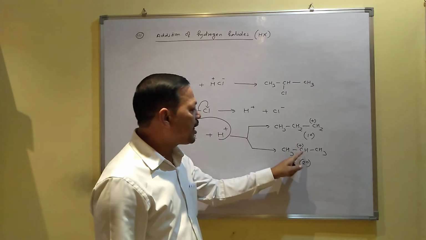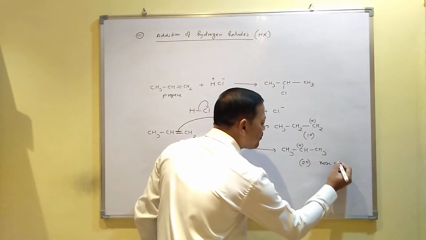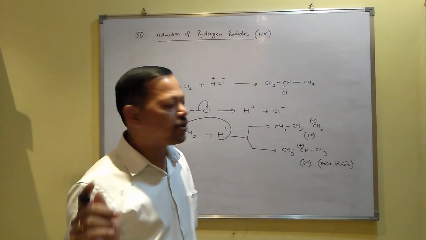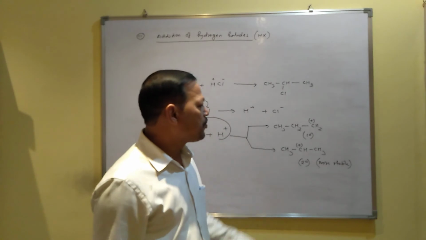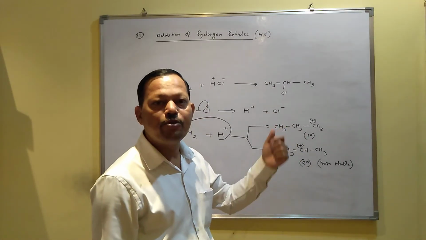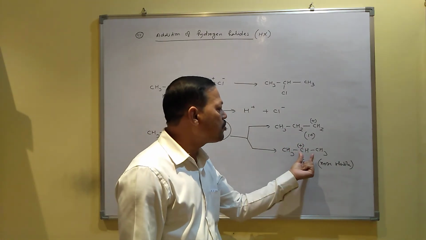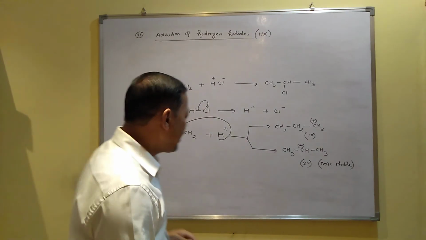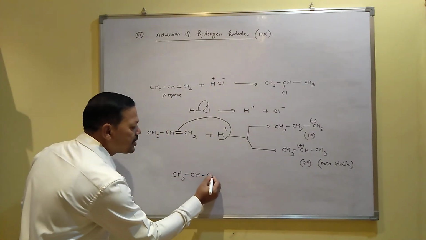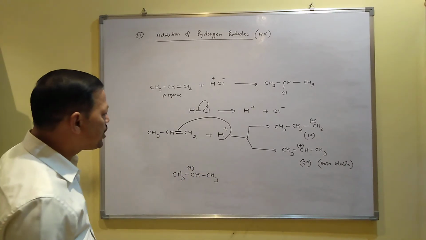As you know, a secondary carbocation is more stable than a primary. This is more stable because there are 3 types of carbocation: primary, secondary and tertiary. Among these, tertiary is more stable than secondary, which is more stable than primary, due to the inductive effect. And since secondary is more stable, this is the predominant product, and that is why you will get the secondary carbocation more in the reaction due to more stability.